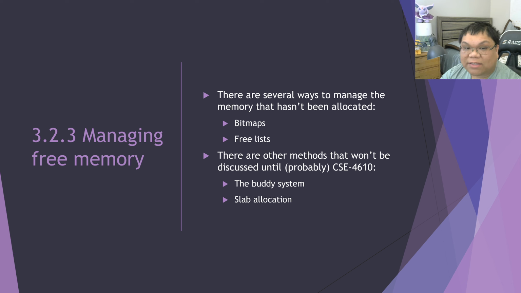There are several ways to manage that unallocated memory. We're going to look at two of them. Those are the bitmap and the free list. There are other methods that we'll probably never get to until, say, around CSE-4600. Those include the buddy system and something called slab allocation.